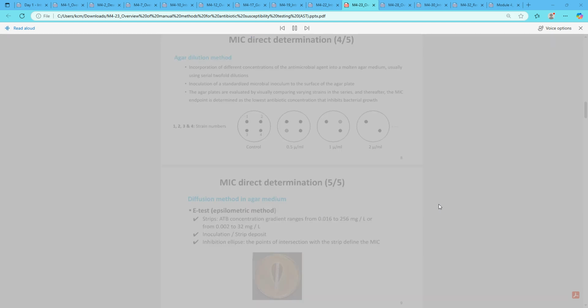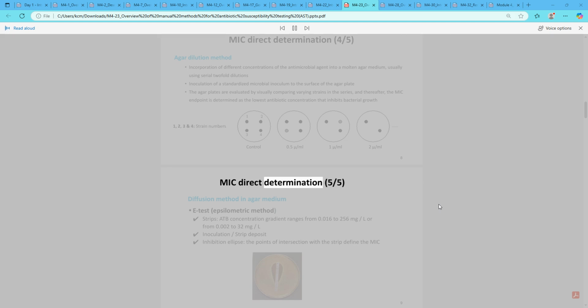MIC direct determination, 4/5. Agar dilution method: incorporation of different concentrations of the antimicrobial agent into a molten agar medium, usually using serial twofold dilutions. Inoculation of a standardized microbial inoculum to the surface of the agar plate. The agar plates are evaluated by visually comparing the varying strains in the series. The MIC endpoint is determined as the lowest antibiotic concentration that inhibits bacterial growth, against a control. Strains 1, 2, 3, and 4.